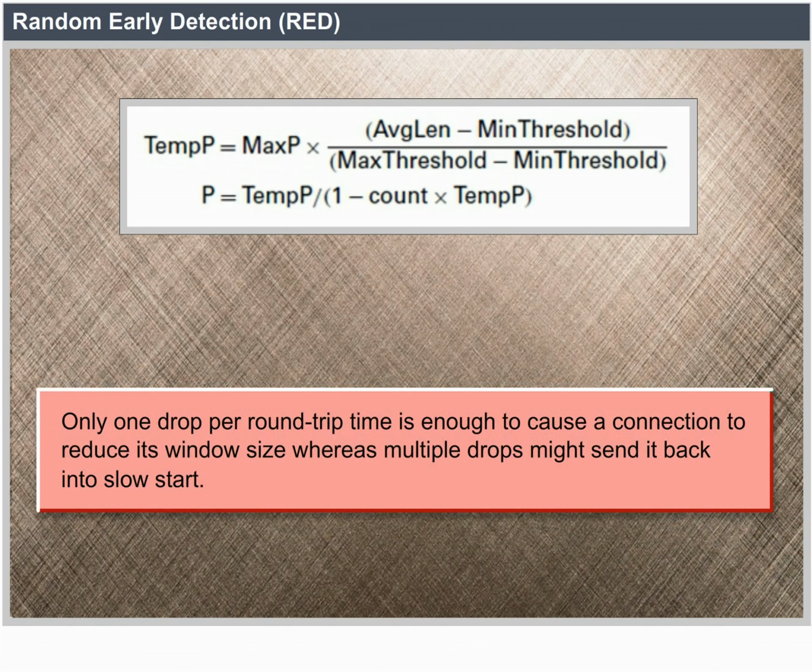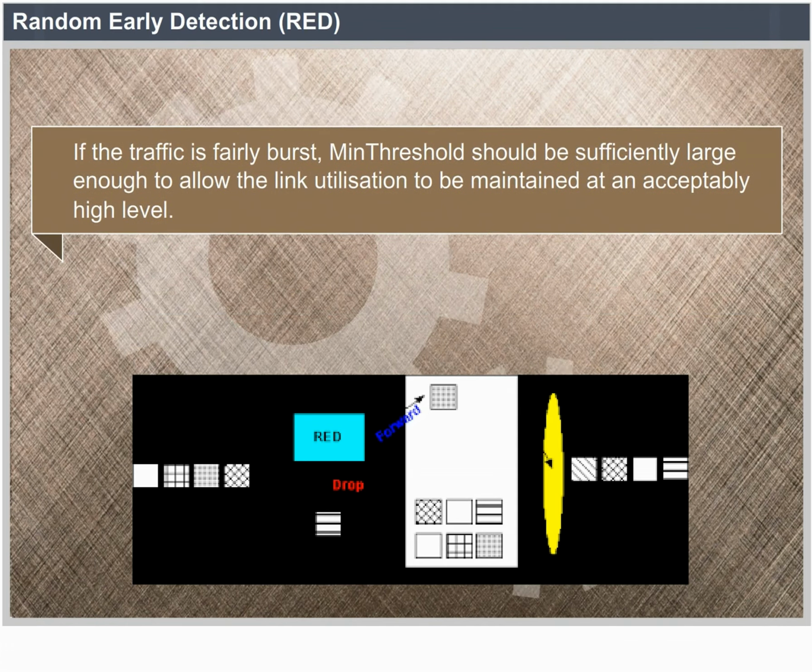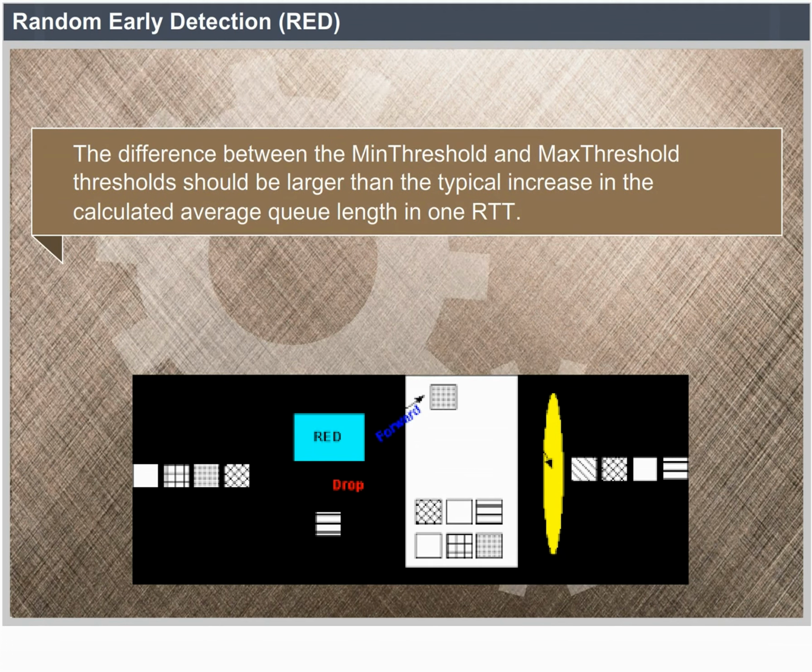If a packet arrives and there is nowhere to put it, then it will have to be dropped. When this happens, RED is operating in tail drop mode. One of the goals of RED is to prevent tail drop behavior whenever possible. If the traffic is fairly bursty, then the minimum threshold should be sufficiently large to allow the link utilization to be maintained at an acceptably high level. Also, the difference between the minimum and maximum thresholds should be larger than the typical increase in the calculated average queue length in one RTT.